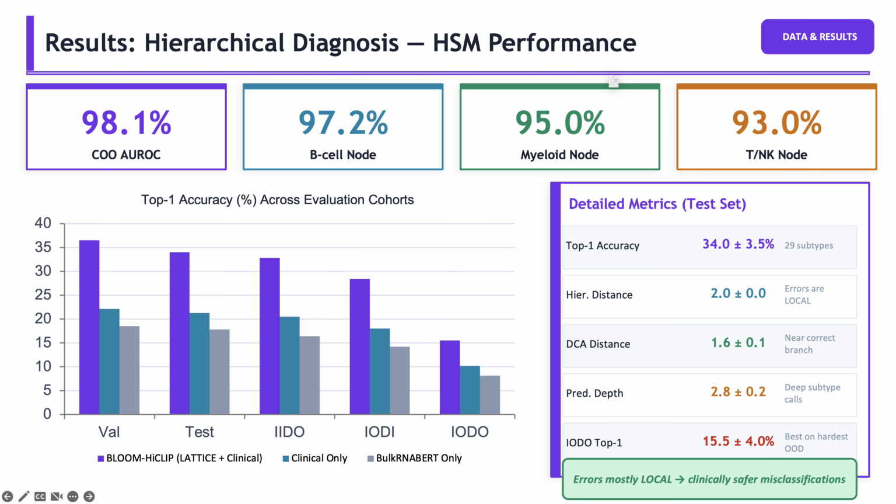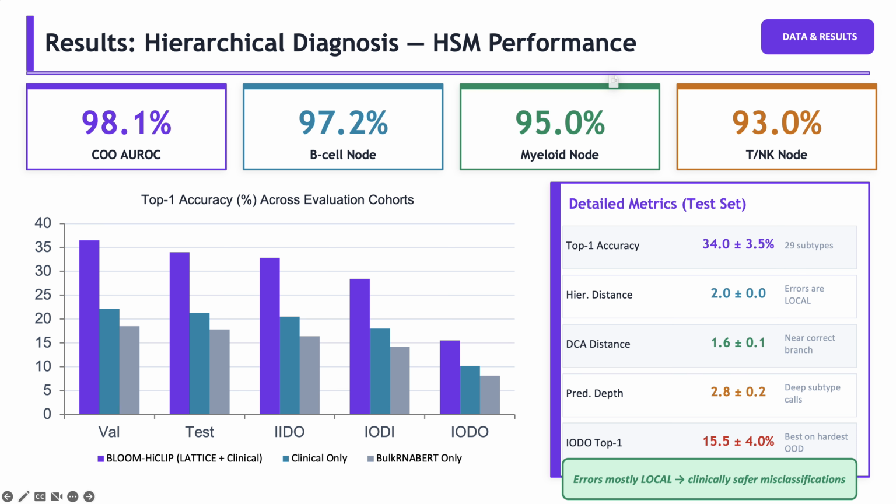That's a great thing. For hierarchical diagnosis, they built a hierarchical softmax model on top of the lattice embeddings. The headline number is 98.1% micro averaged for the cell of origin classification. That means the model is excellent at deciding whether the patient's cancer is of B cell, myeloid, T cell, NK cell, or histiocytic origin.